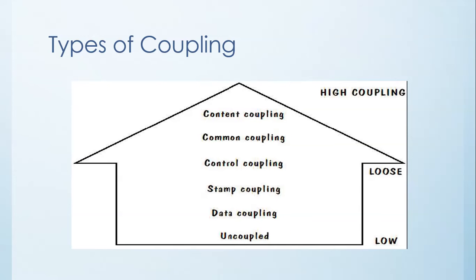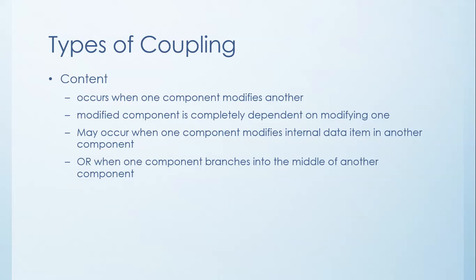So here is the spectrum of types of coupling from high to low coupling. High coupling is bad because that means there is a lot of dependence, whereas low coupling is good because the system can get to the point where modules don't depend on one another. So I'm going to do this discussion going down this diagram from content coupling down to uncoupled. The first type of coupling is content coupling, and that's the worst kind, where one component actually modifies another, and the modified component is completely dependent on the modifying one. It may occur when one component modifies an internal data item in another component, or when one component branches into the middle of another component.